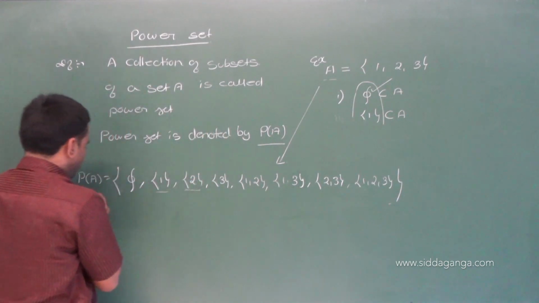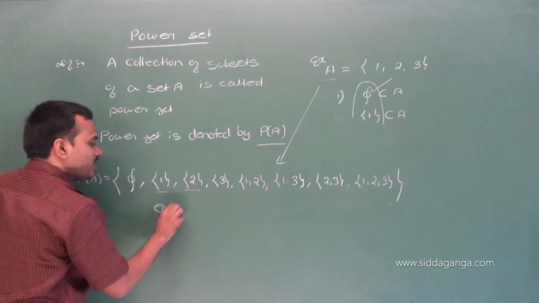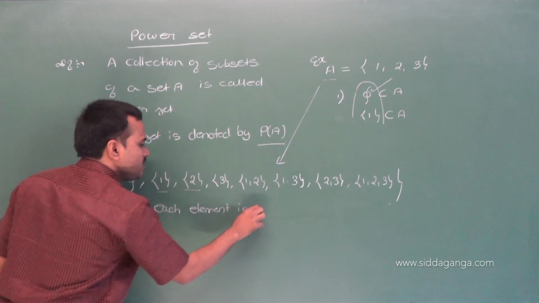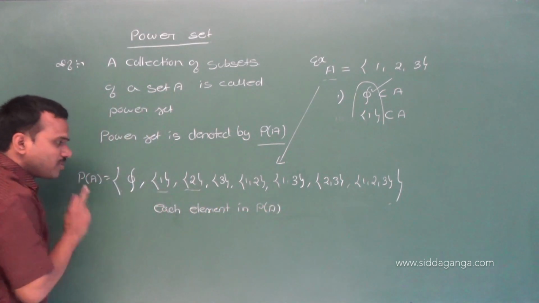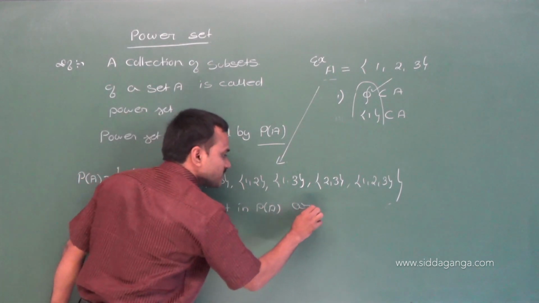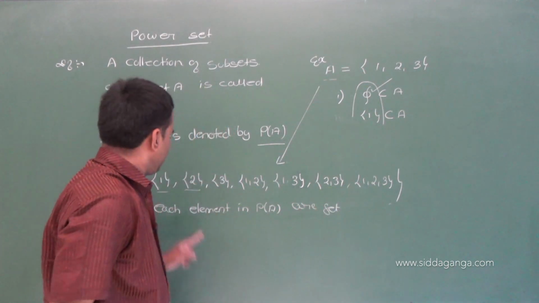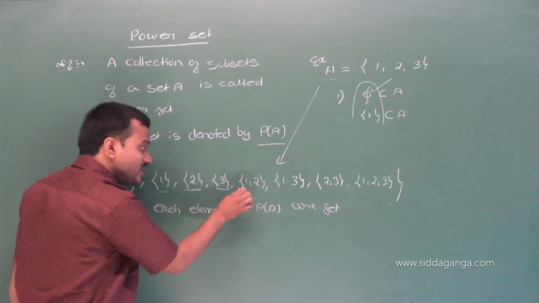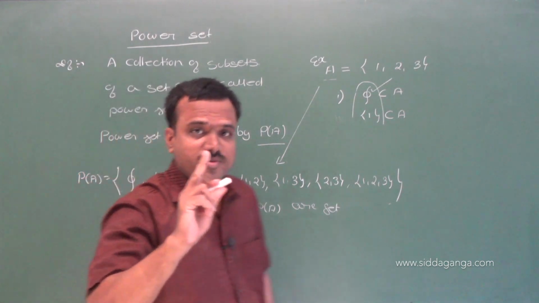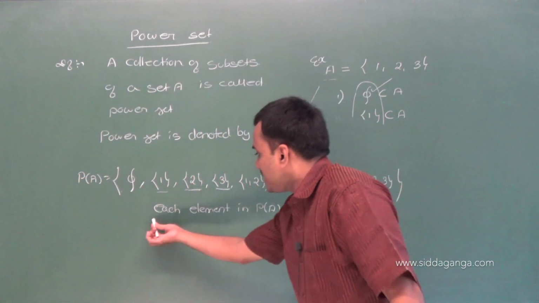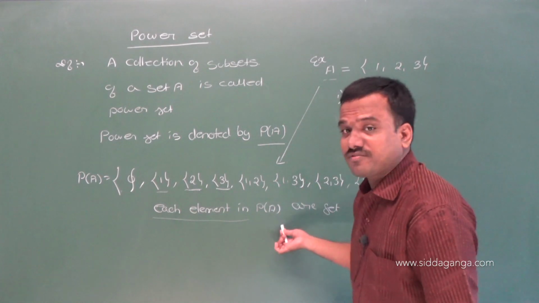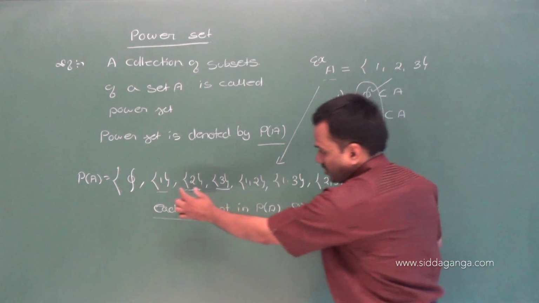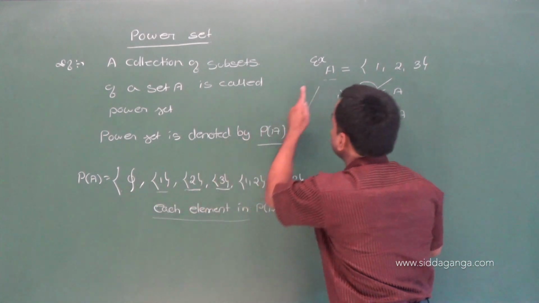Each element in P(A), a very important concept, each element in the power set is a set. So this is also a set, this is also a set, {3} is also a set. Each element in P(A), in the power set of a set A, is nothing but a set. These are all subsets of the set A.